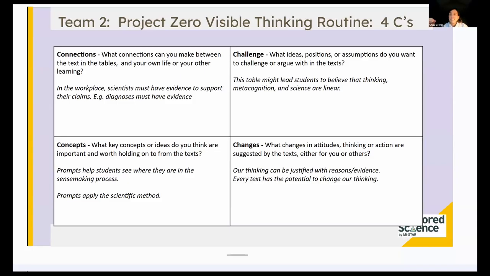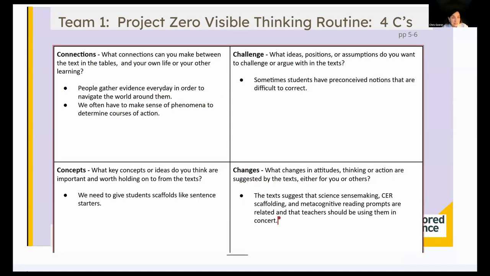I'm like, why does this feel better than other kind of reading instruction to me? And it's like, oh, well, because what we're asking kids to do is what we ask them to do in science. So for challenges, yeah, sometimes students have preconceived notions that are difficult to correct.